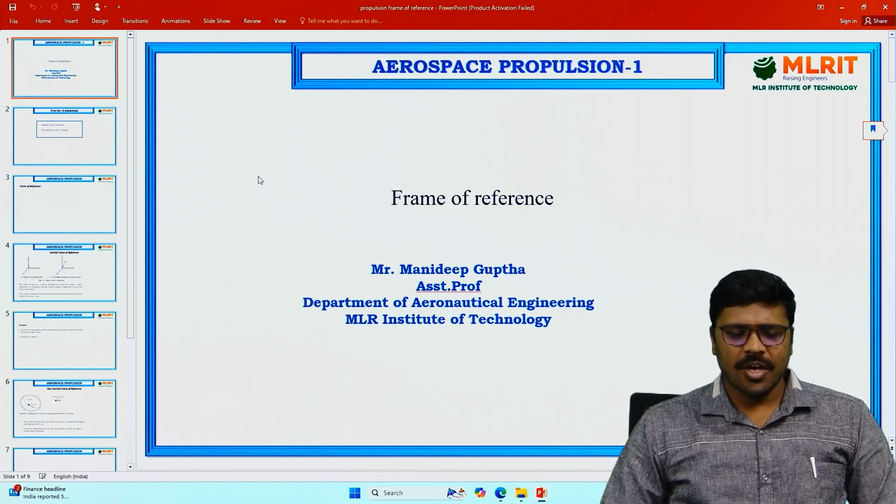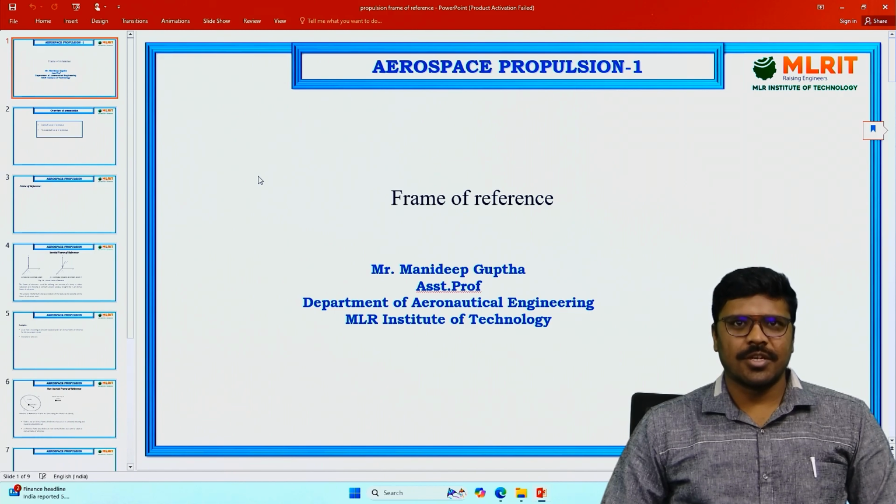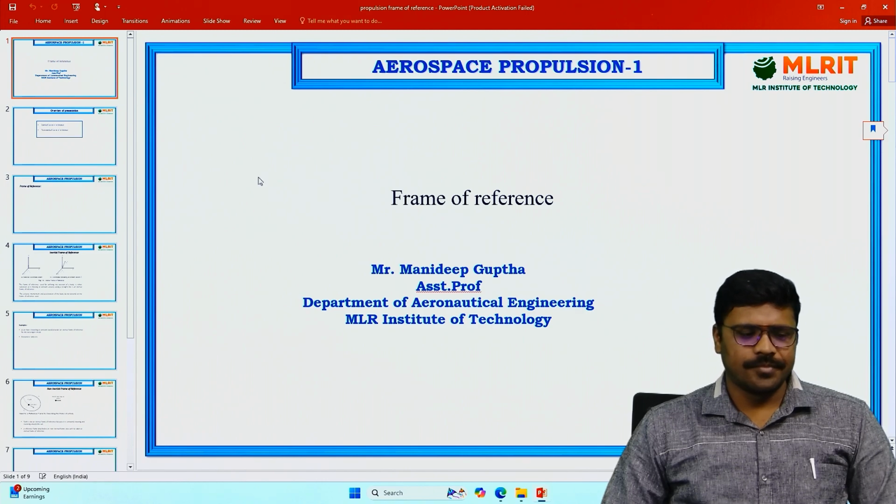So today, the topic which we are going to discuss from the subject of Aerospace Propulsion 1 is frame of reference. In previous classes, we have gone through the basic principles behind aerospace propulsion, that is about space, gravitational force, Kepler's laws, and how the planets are revolving around the sun. In order to describe the motion of any body, the frame of reference is very, very important. So that is the topic today. Let us start.